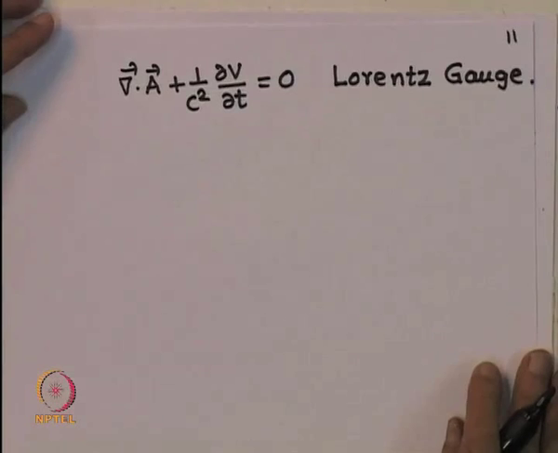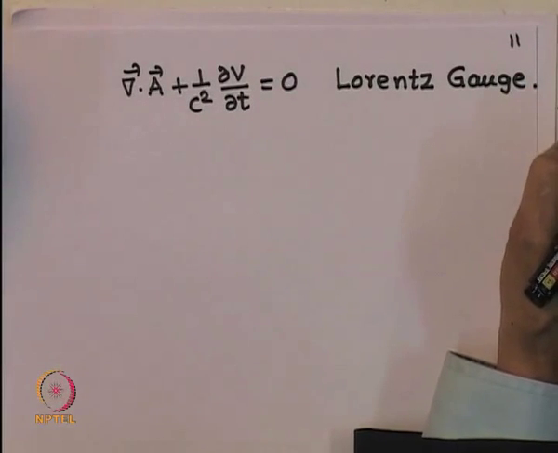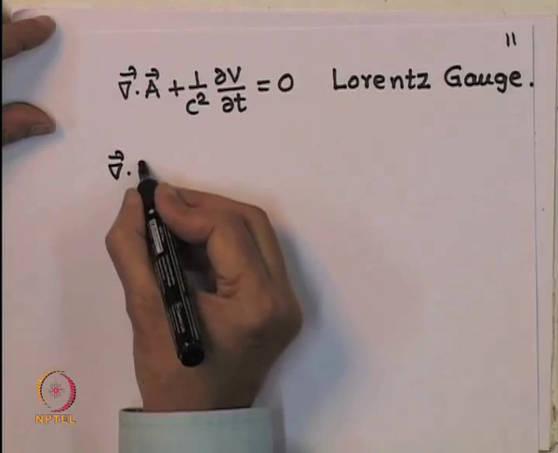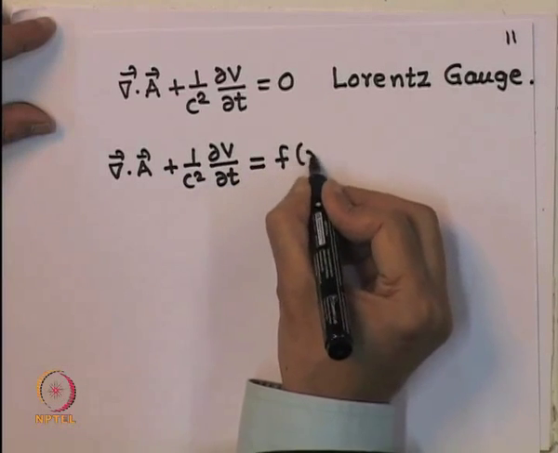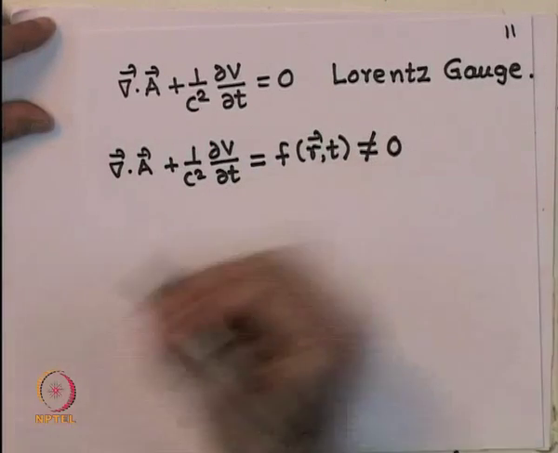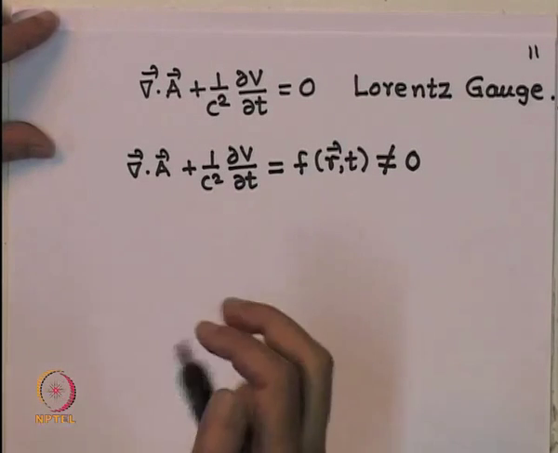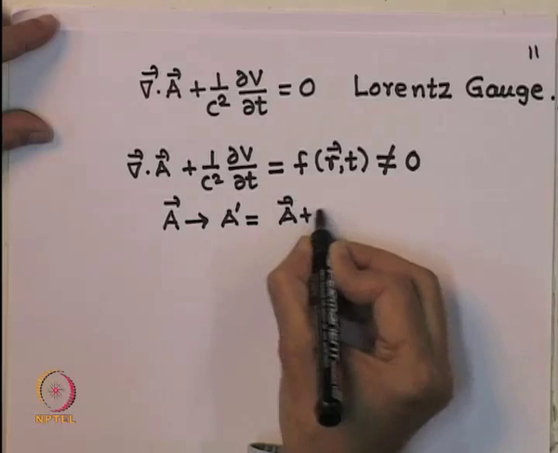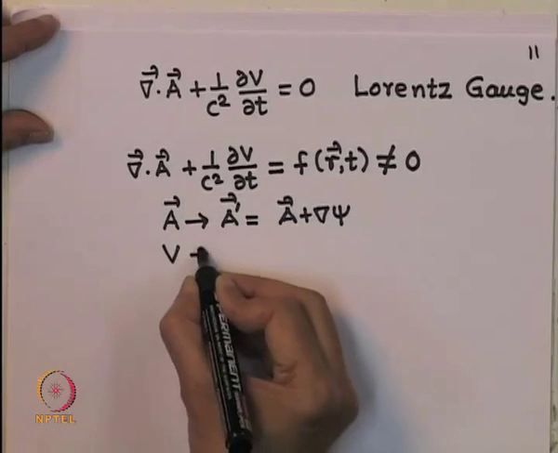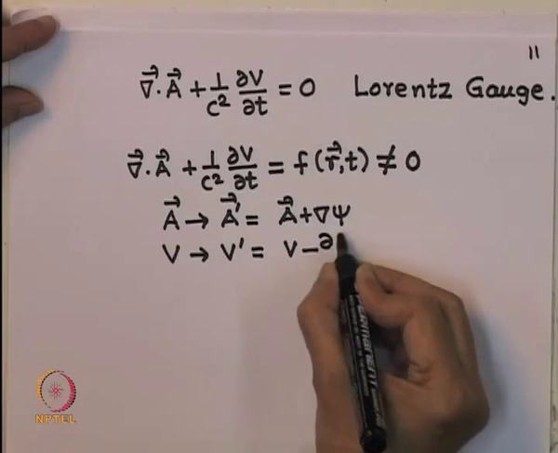So, in Lorentz gauge, my equations for the potentials are decoupled. The question is, can I always ensure that such a condition is satisfied? The answer is yes. Suppose for some reason I have got an A and a V for which this equation is not satisfied. So, let me say del dot of A plus 1 over c square dV by dt is equal to some function of position and time, and this is not equal to 0. Now, in this case, what I can do is a gauge transformation. That is, let A go to A prime, which is equal to A plus grad psi, and let V go to V prime, which is equal to V minus d psi by dt.